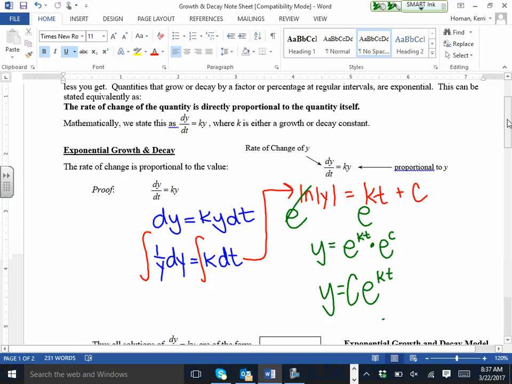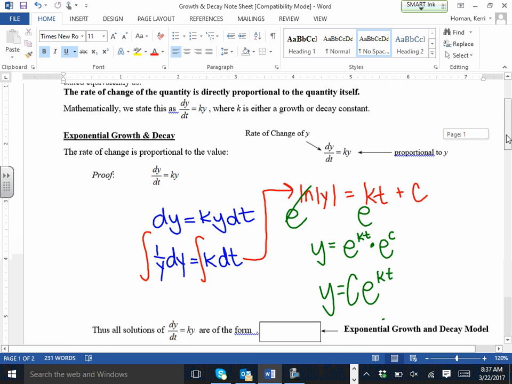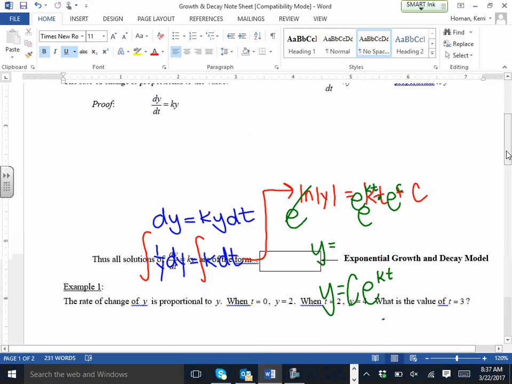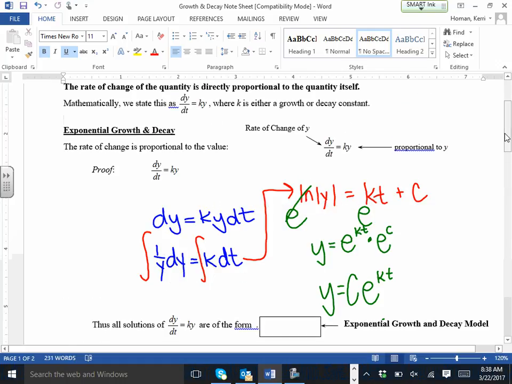But what I want you to learn from this is that anytime you have a rate of change that is directly proportional to the quantity itself, we don't have to solve this differential equation every time. We can remember that if this is happening, then y equals c e to the kt.